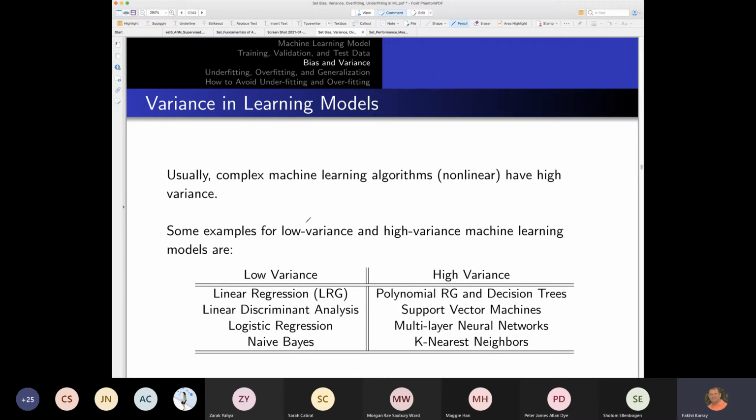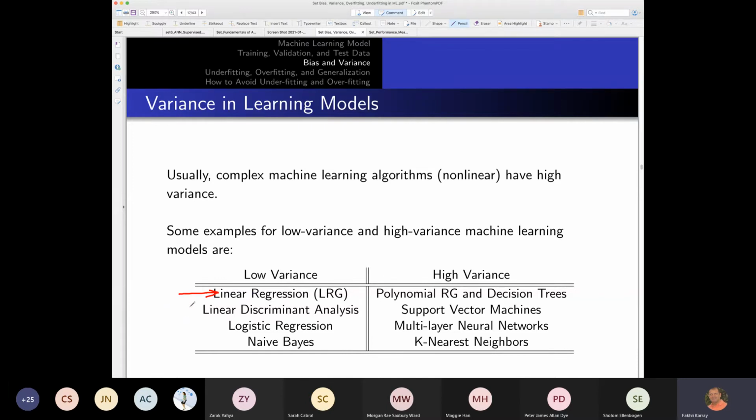Some examples of low variance and high variance machine learning models. I'm giving you here the titles for a number of low variance systems. Linear regression is an excellent type of system for low variance. So this is a very good system. However, we are going to see that linear regression is a bad system for low bias. They are good for low variance, but they are bad for bias. So this is positive from one side, but negative from the other side.